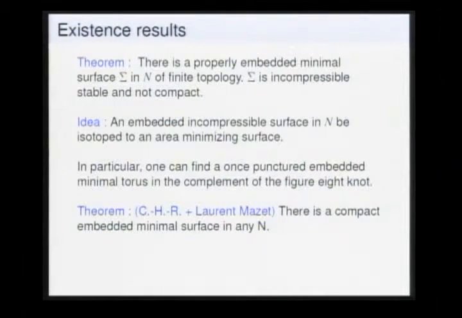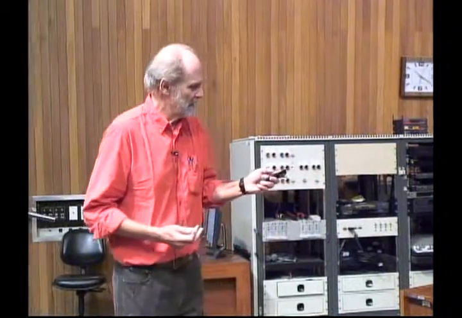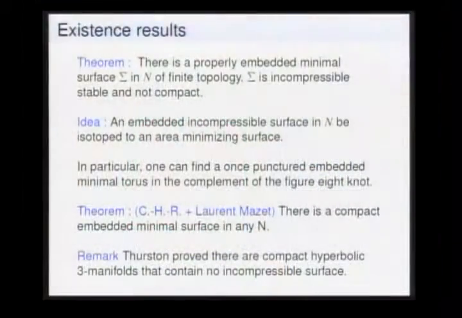One way to try and find it is if you could find a compact incompressible surface, you could try and minimize area in the isotopy class and hope it doesn't escape to infinity. You can try that. But Thurston proved that there are compact hyperbolic 3-manifolds that contain no incompressible surfaces. They exist. So you can't do this by looking for incompressible surfaces. What can you do? Well, you can try minimax techniques, and it works.